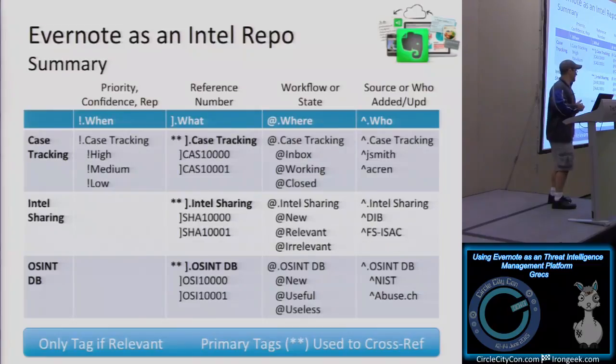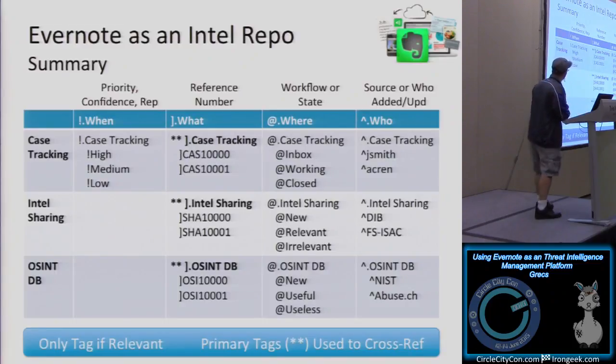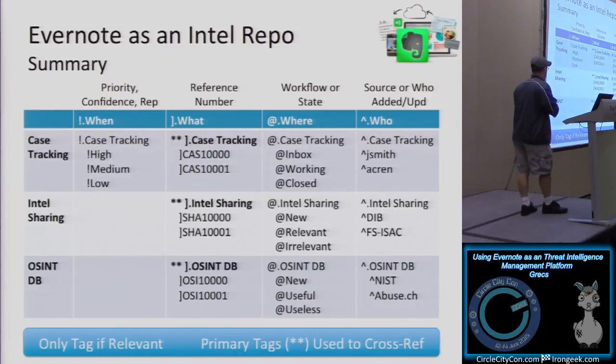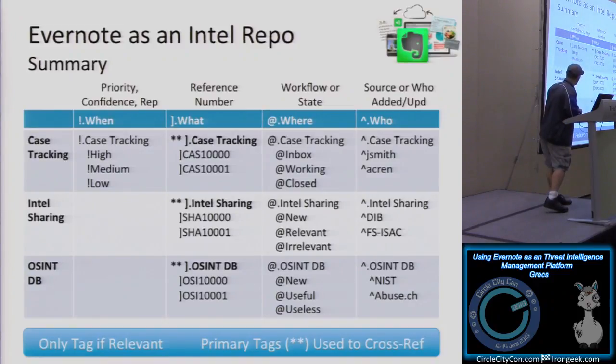But then if somebody used it in one of their cases, maybe they could tag it to be useful or useless, and you can look at some of the other options there too. And then with the who, with the case tracking, that could be who worked on it, whether they opened it or assigned it, whatever. So you can see who worked on a particular case. And in the note, you could come up with a structure where whenever you update it, you always put the date and your name, so that you can see what each person did. For intel sharing, like I showed, you could look at the source that it's coming from, whether it's the DIB or the FSI stack in this case. And then for the OSINT DB, you could basically document who it came from. In this case, I just gave examples of NIST and abuse.ch.